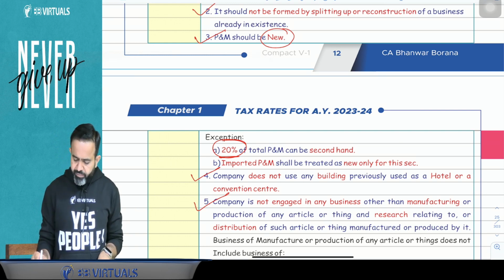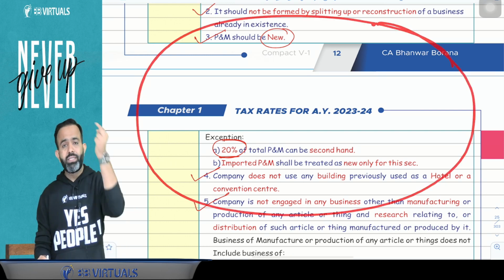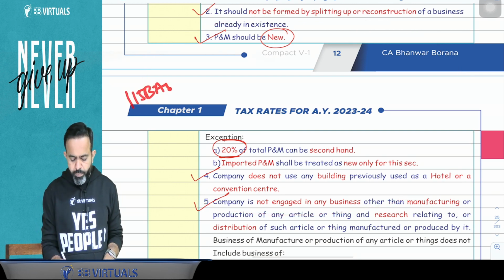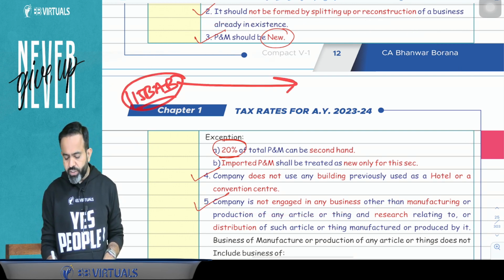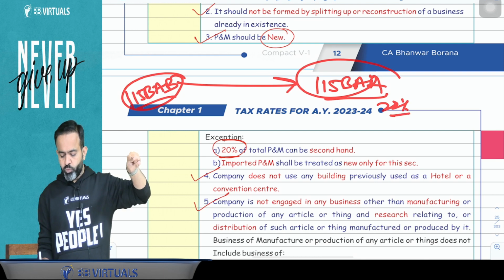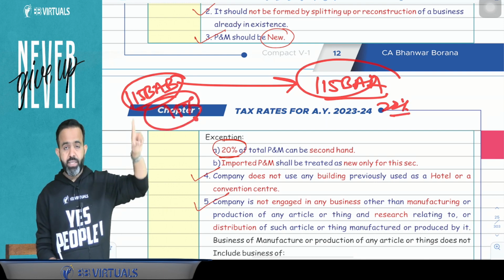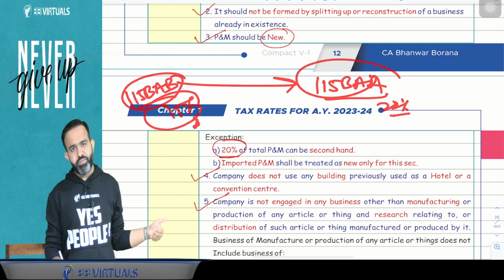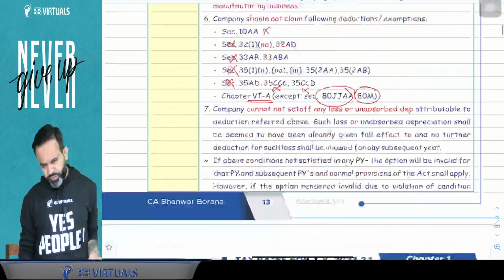Suppose there is any violation of any of these 3 conditions, then the company will come out of 115BAB, but the company has an option that it can opt for section 115BAA. Means the company can pay taxes at the rate of 22% instead of 15% if there is a violation of the conditions mentioned under point number 3, 4 or 5. You got my point or not? Yes. Now one more point.